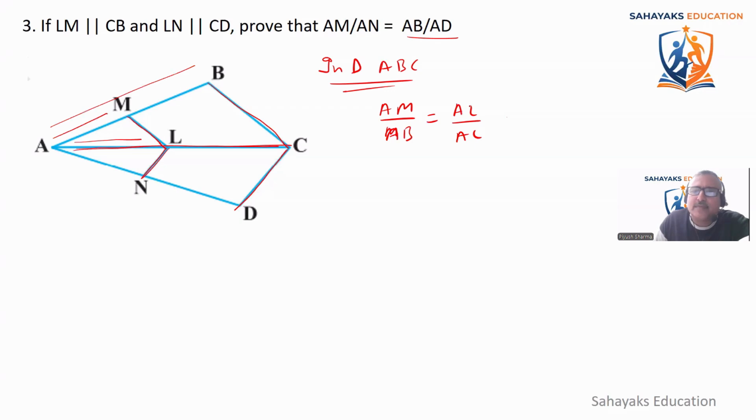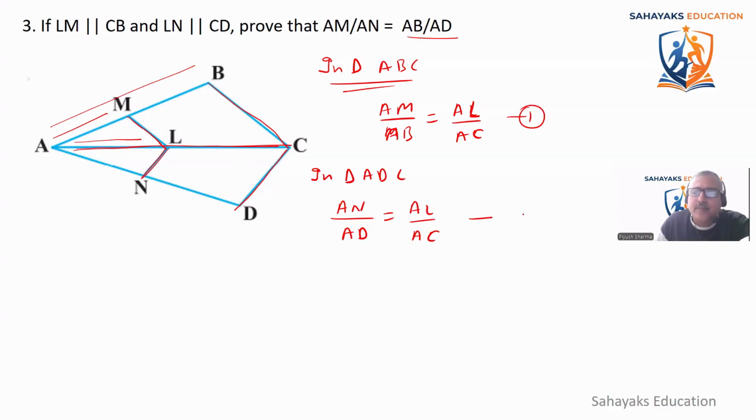Okay, this is the first equation. Now in triangle ADC, we can say that AN divided by AD should be equal to AL divided by AC. This is L and this is C.